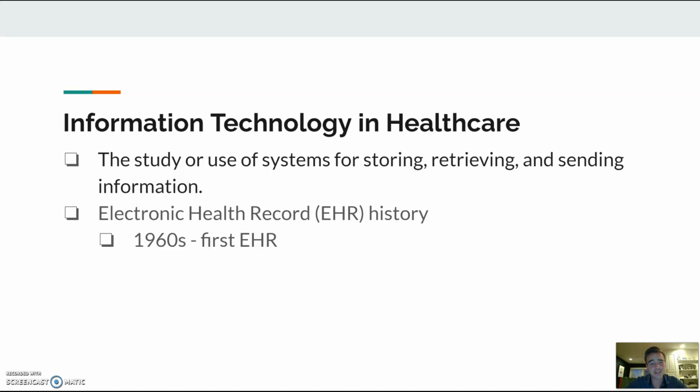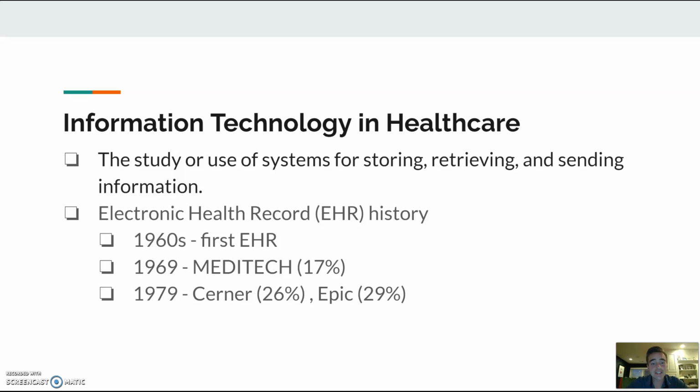But we also look back at this time period. This is when the creation of three very important organizations was happening. This would have been in 1969 and 1979. In these two different years, three organizations were created: Meditech, Cerner, and Epic. Combined, these three organizations make up nearly 75% of the electronic health record market across the United States today.